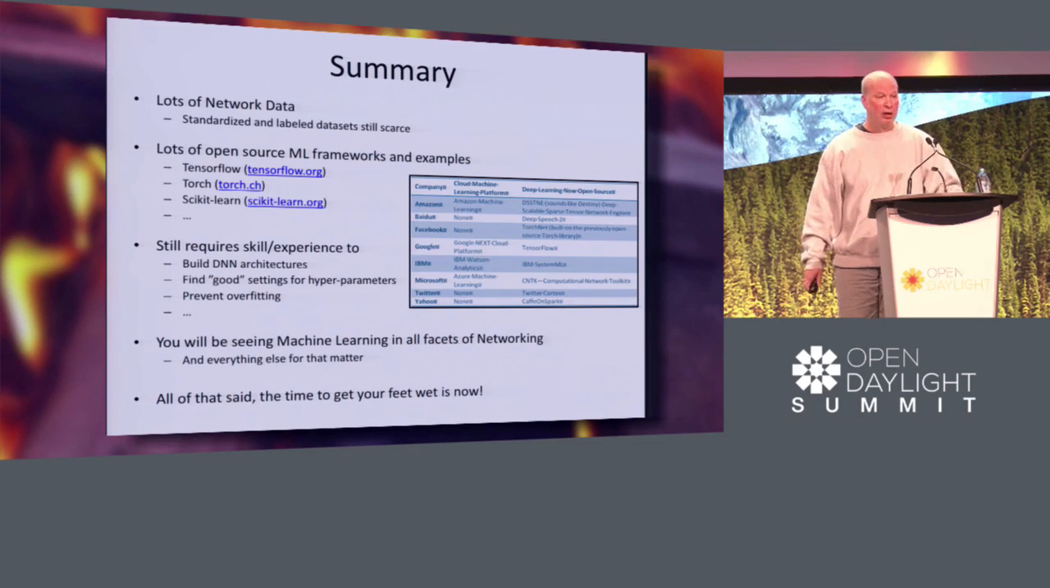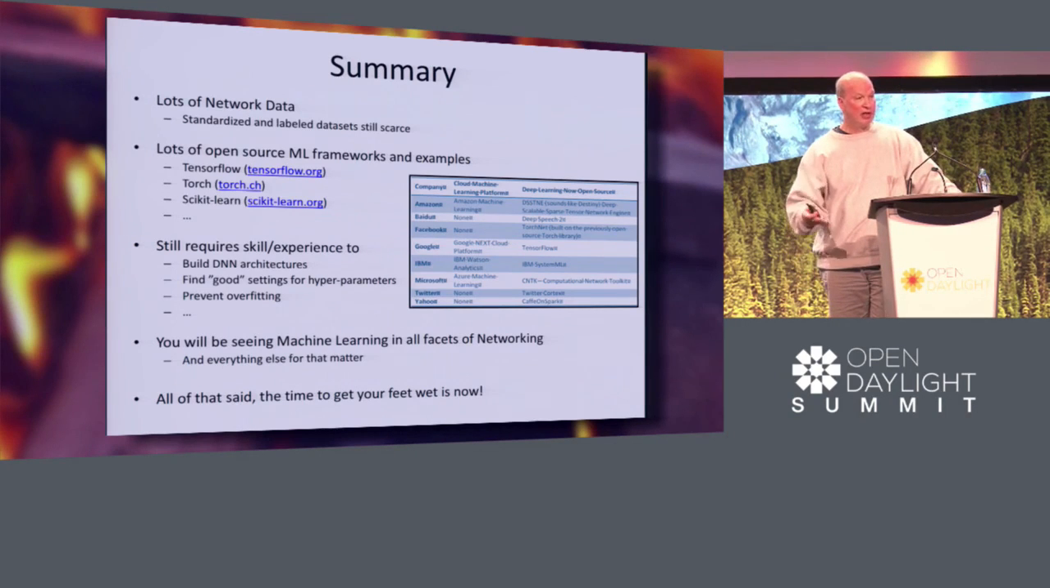So here's the summary. There's lots of network data. It's coming off the networks that you guys build or that you find in the controller, like the various data sources in the controller. There's lots of open source frameworks today. TensorFlow I talked about, Torch is one of them. There's many of them. This table has a bunch of them. But it still requires some skill and experience to build these things.